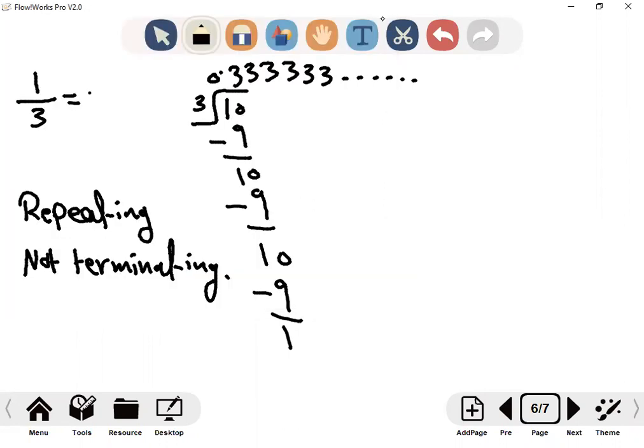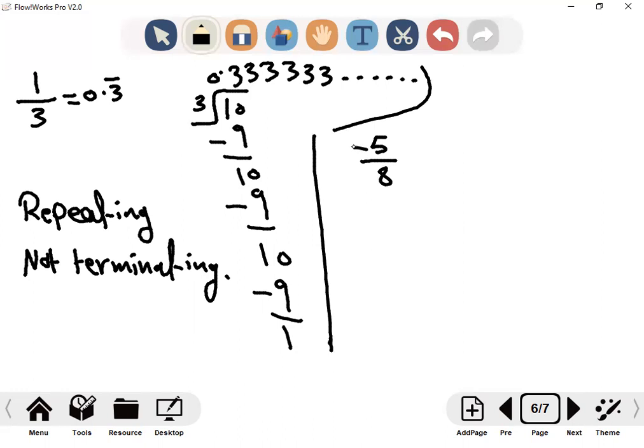We can say 0.3 with a small dash over the 3. This small dash means what? The 3 is repeatable, it keeps going one after another. Got it? How about, for example, negative 5 over 8?